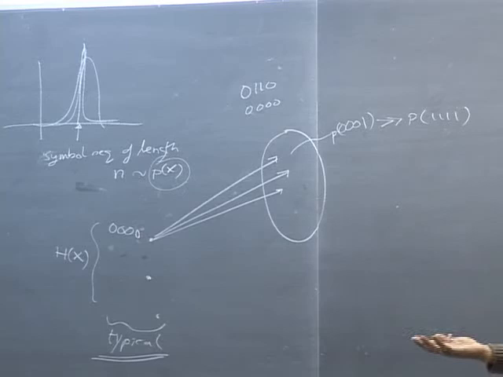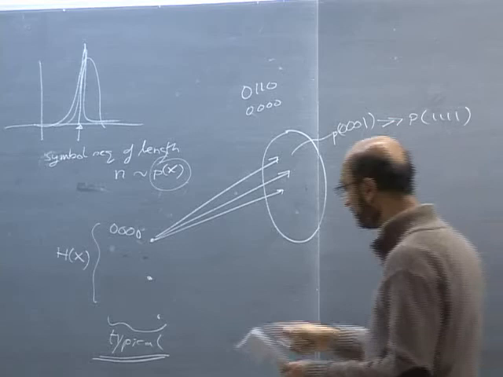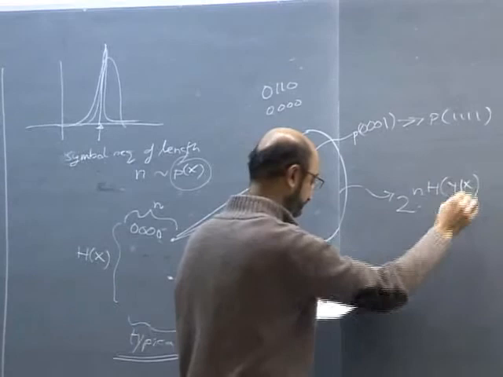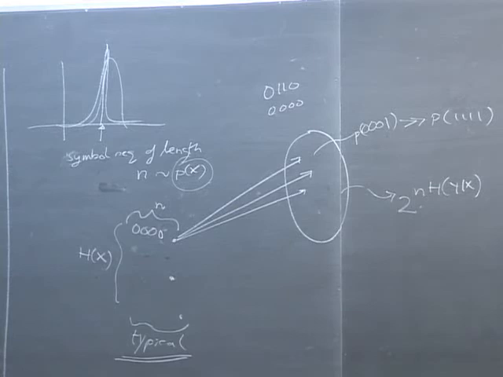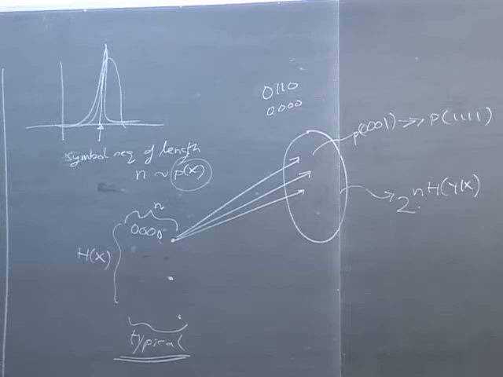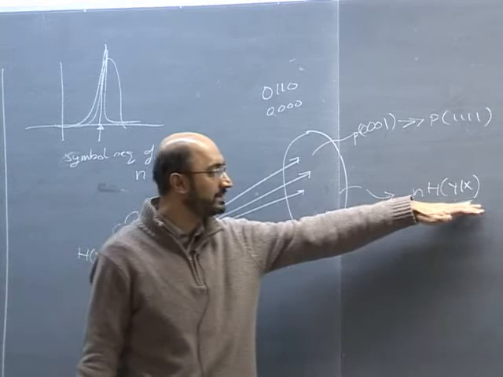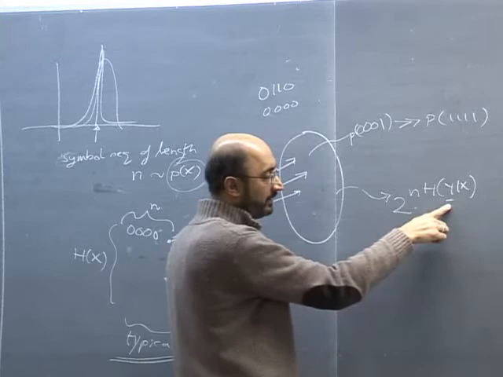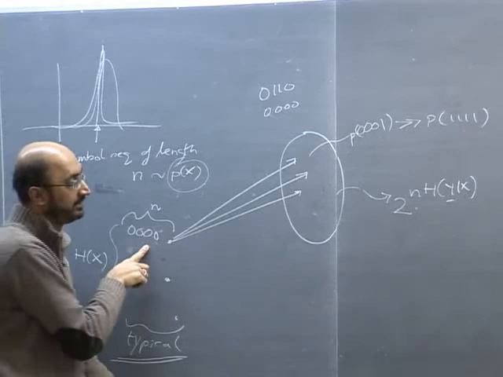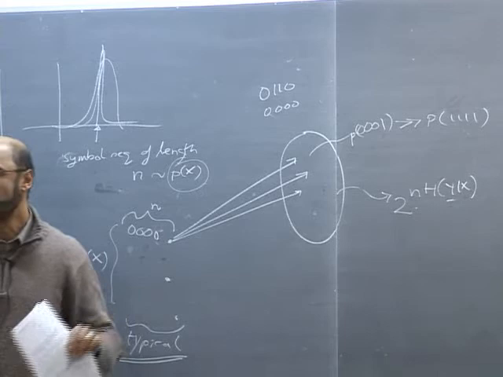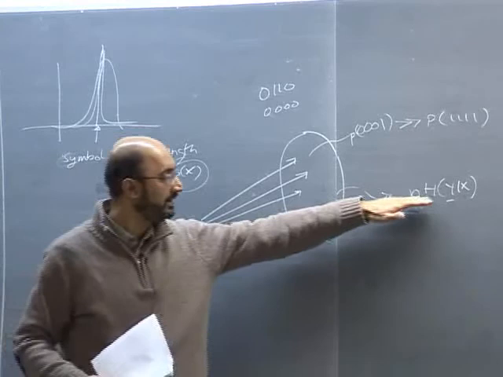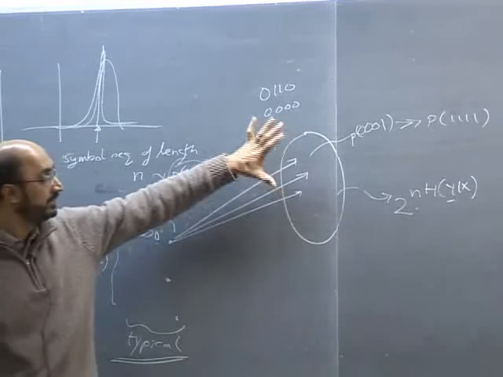What Shannon showed was that if this input sequence has length n, then the size of this set is going to be 2 to the power n H of Y given X. You can intuitively see what's going on: H of Y given X is the entropy of Y, knowing what X is. We know what X is because we started over here, and the uncertainty in Y is how much variation there is in Y if I know X. X goes to the channel, and there's some uncertainty in the output, captured by H of Y given X. Because that is typical, the size of this set is 2 to the n H of Y given X.